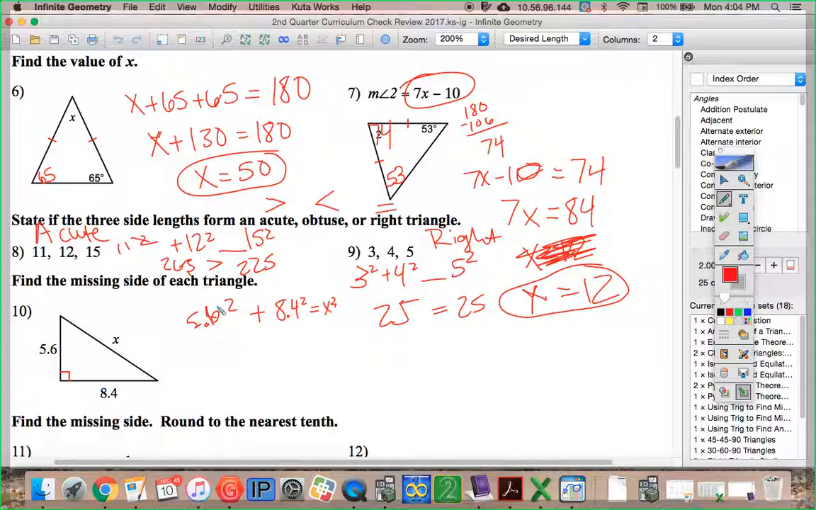And it says round to the nearest tenth, I think, on Socrative at least. So 8.4 squared and 5.6 squared. When I add those together, I get 101.92. Then I take the square root of that. And if it says round to the nearest tenth, that should be 10.1.